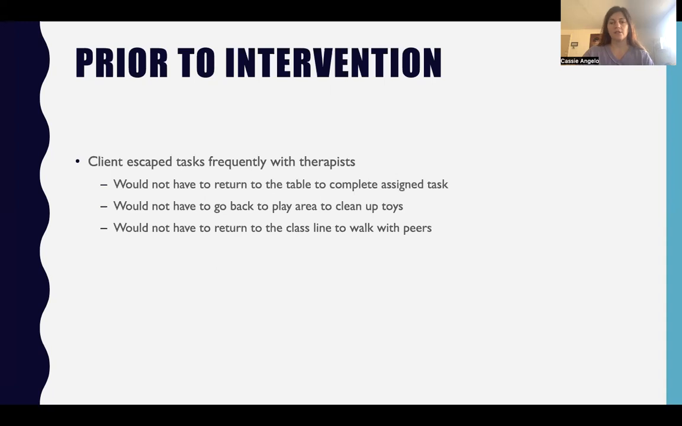So prior to the intervention, my client escaped tasks frequently with the therapist that he had. So if he escaped from an area without obtaining the permission, he would not have to return back to the table to complete the assigned task. He would not have to go back to the play area to clean up the toys. And he also would not have to return to the line to walk with his peers when transitioning.